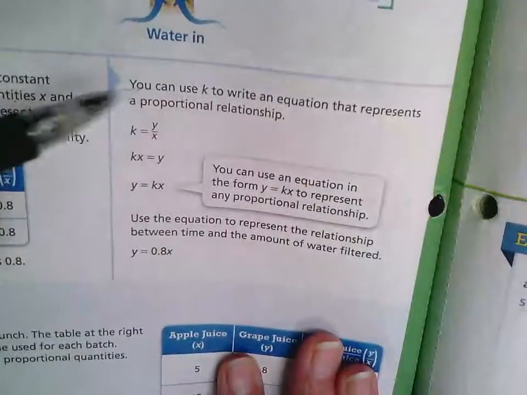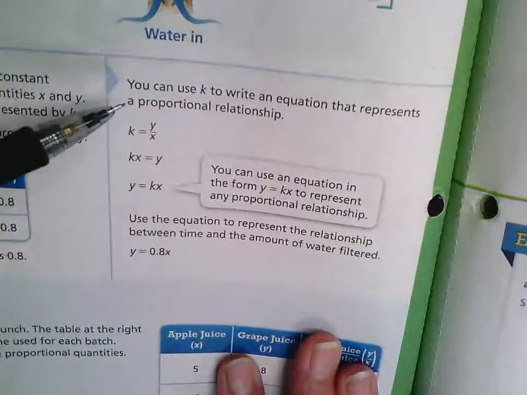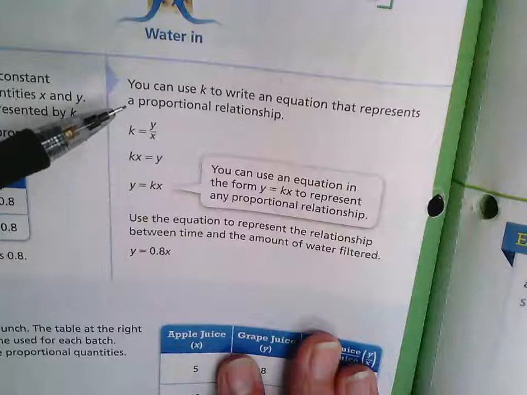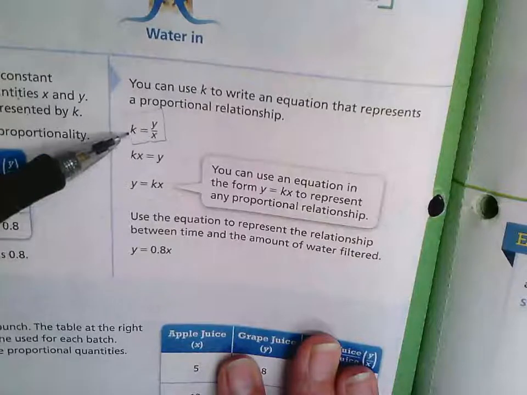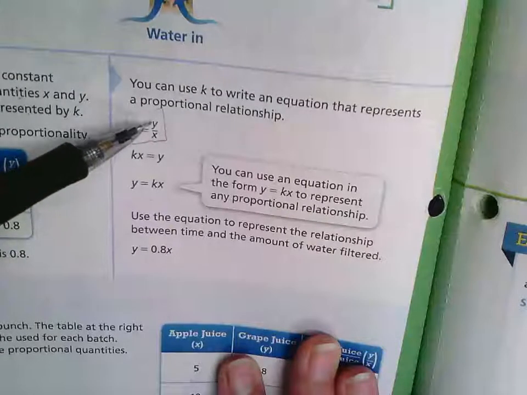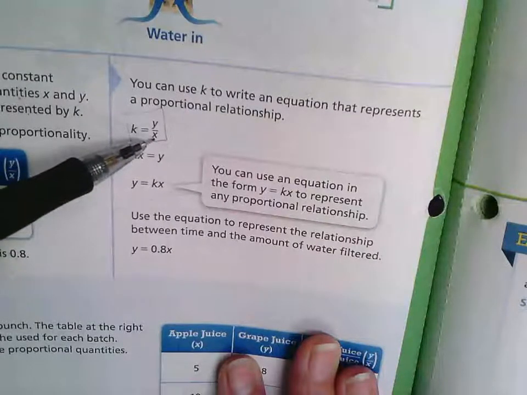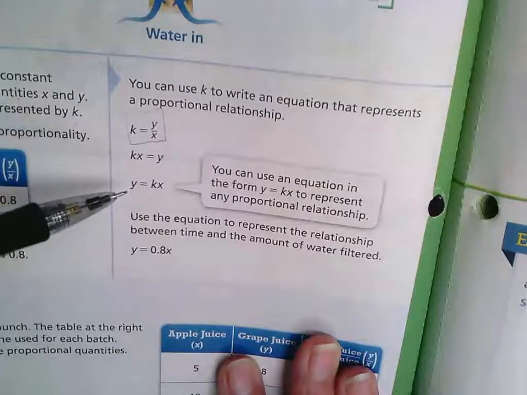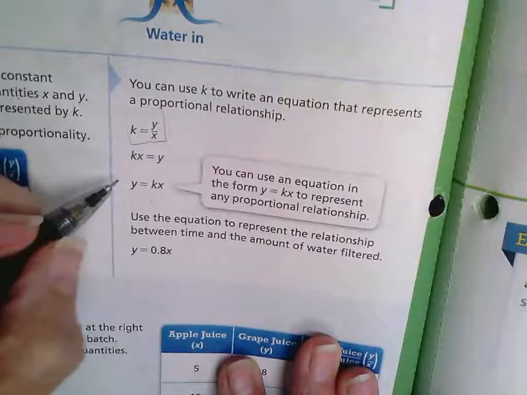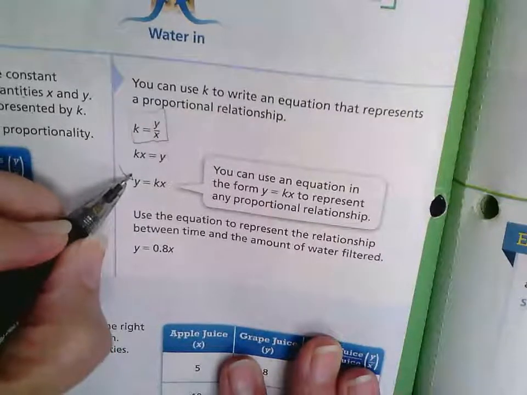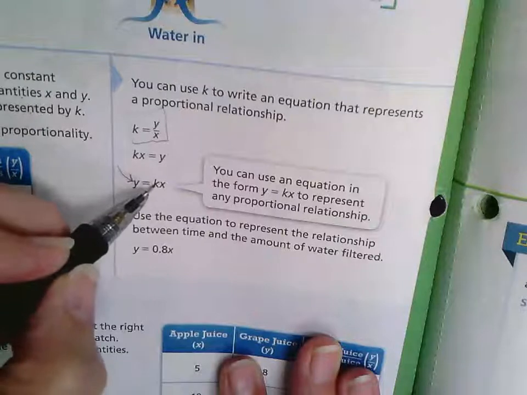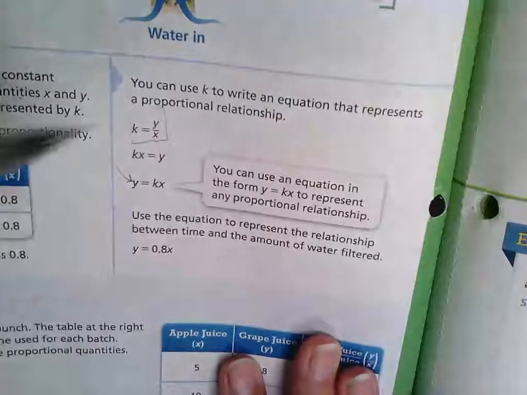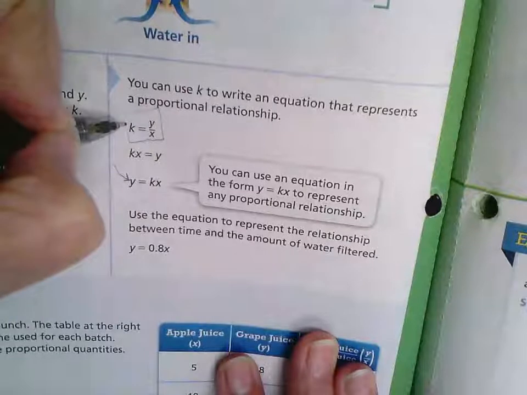Over here, what we did was we looked at writing the equation that represents a proportional relationship, starting with k, the constant of proportionality, is equal to y over x. And what we're going to be using mostly today is this equation down here, y is equal to k times x.